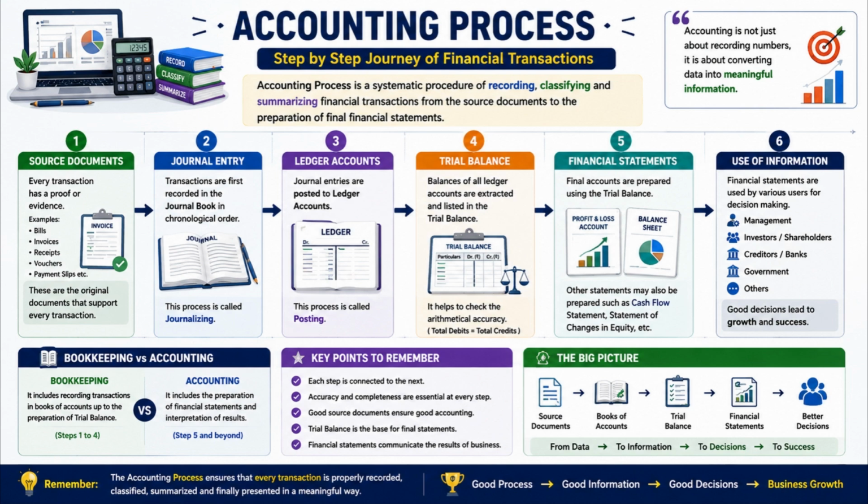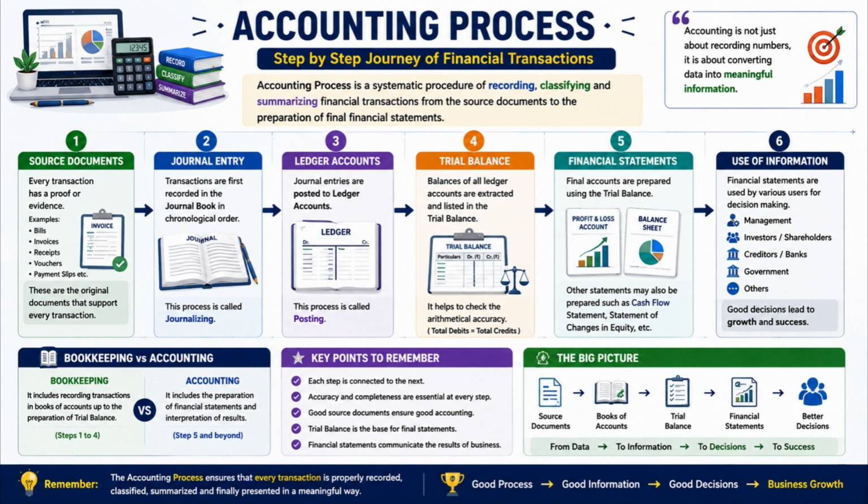Now, let us understand the accounting process. The accounting process follows a systematic sequence. Step 1. Source documents. Every transaction must have supporting evidence. Examples include bills, receipts, invoices, vouchers, payment slips. These documents are called source documents. Without source documents, accounting entries should not be recorded.